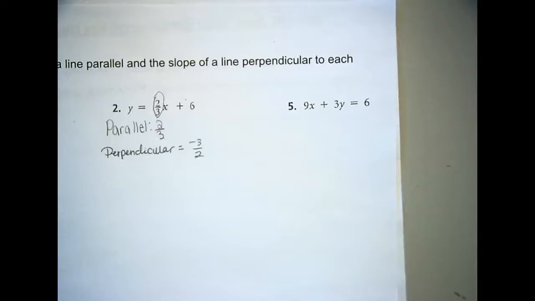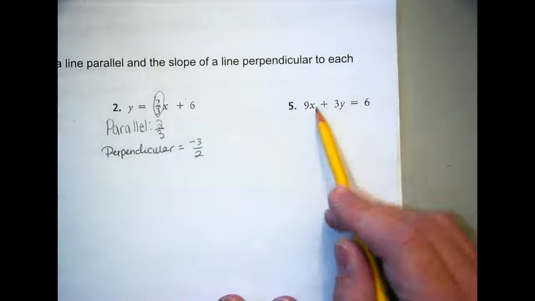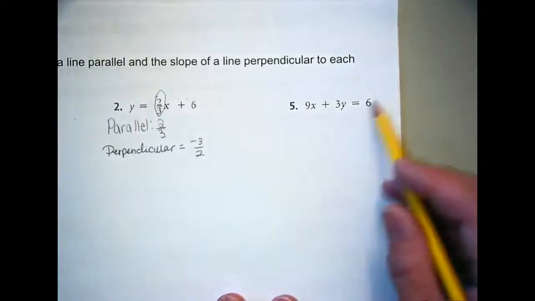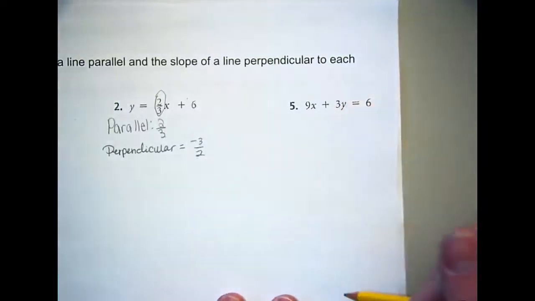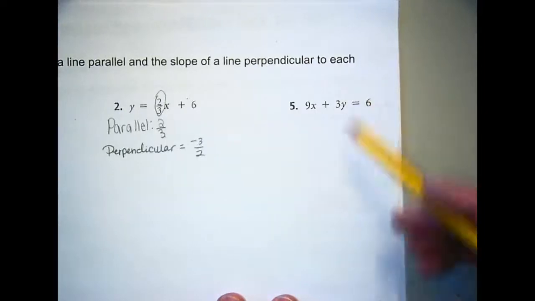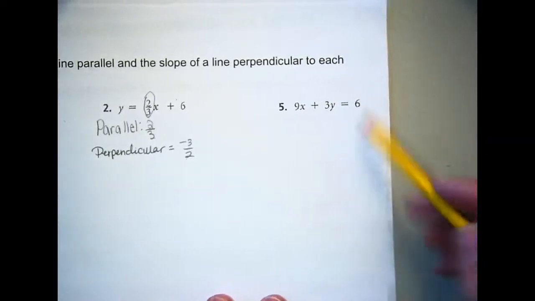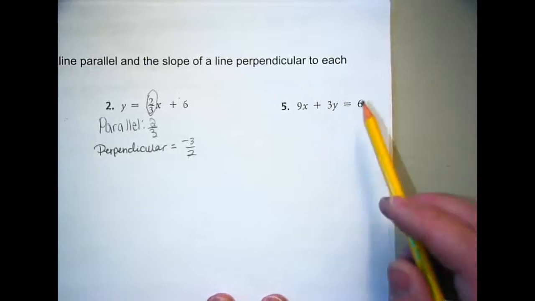Annalise? Yeah, we've got stuff with the y. We have stuff with the x. We don't really know. We can't easily pick out the slope, right? Now yesterday we spent a lot of time working on this so we get these in slope-intercept form. Okay, that should be a quick process now. Everyone put that into slope-intercept form.